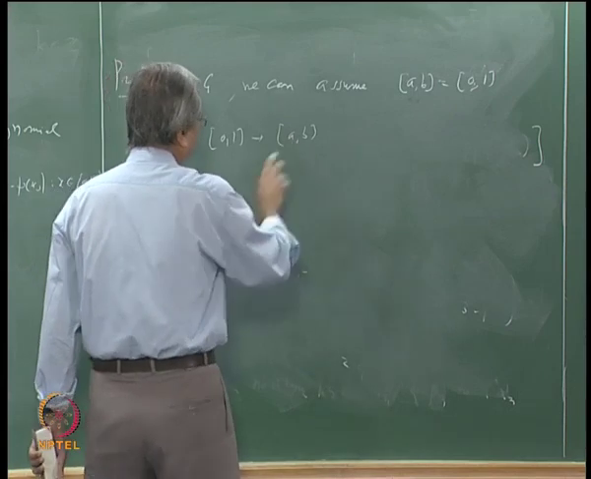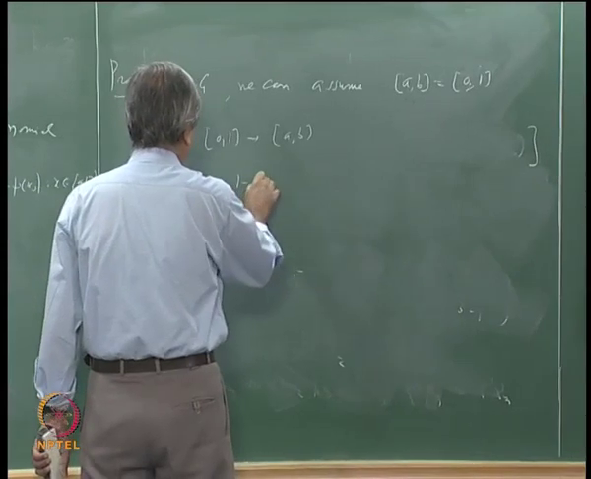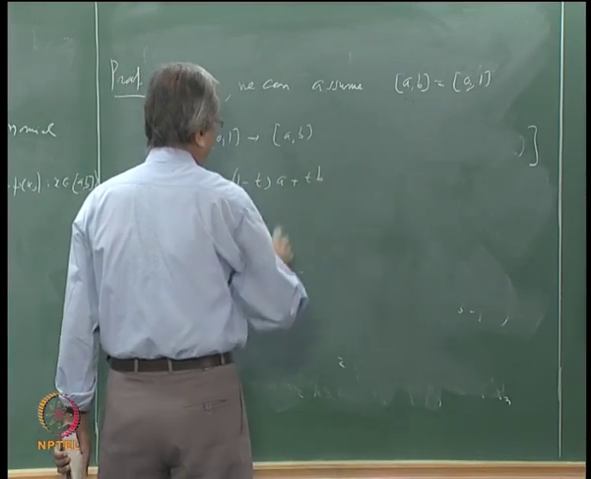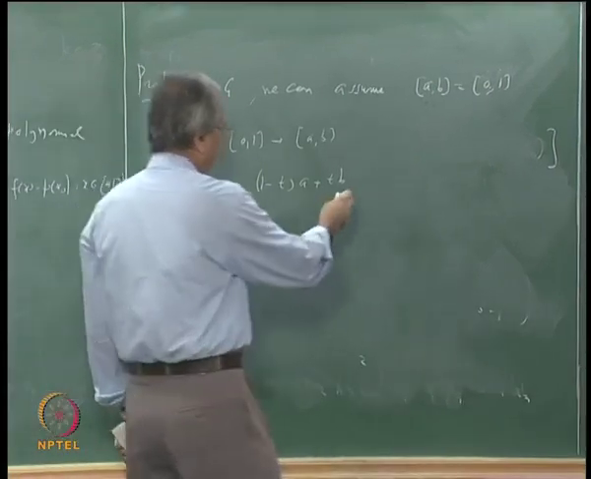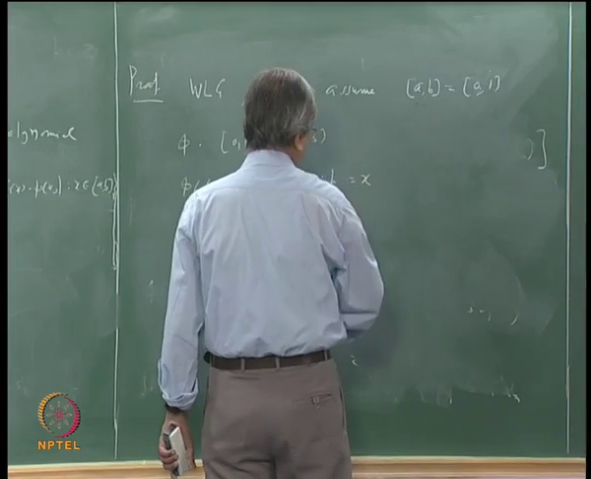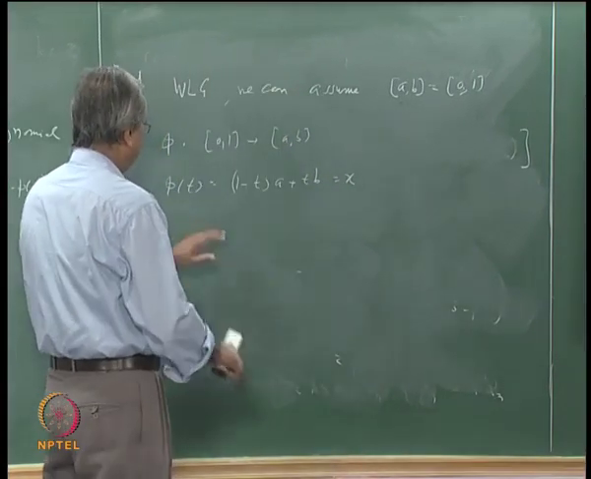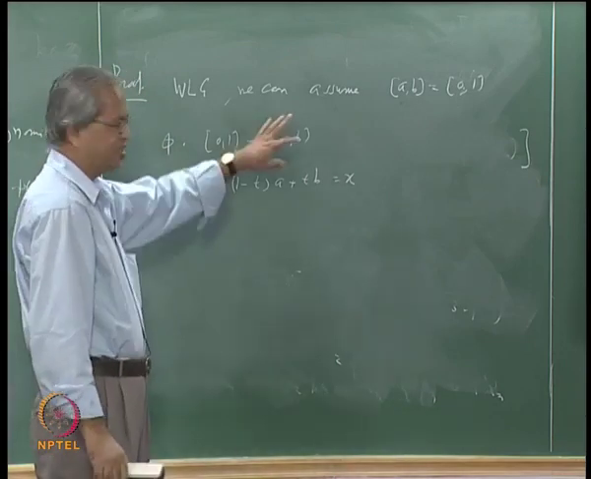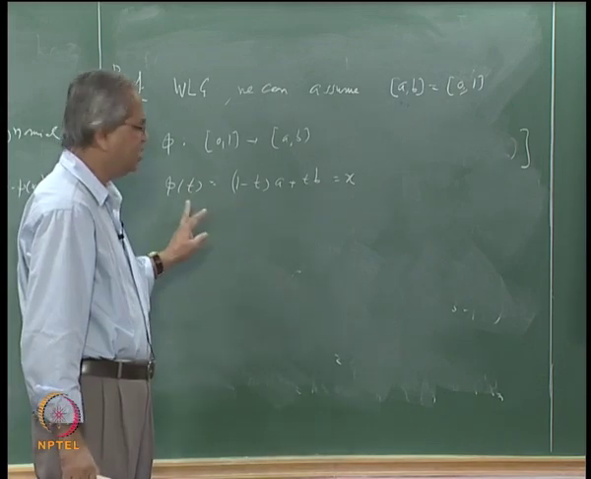Just take what is called the convex combination of this. Phi of t is 1 minus t times A plus t times B. Call this x, phi of t is equal to x. Then it is obvious that phi is a continuous function, and phi is also a bijection. We can also prove that phi is a homeomorphism.